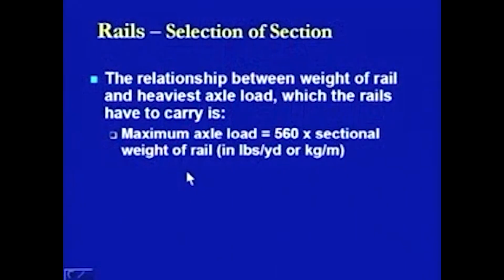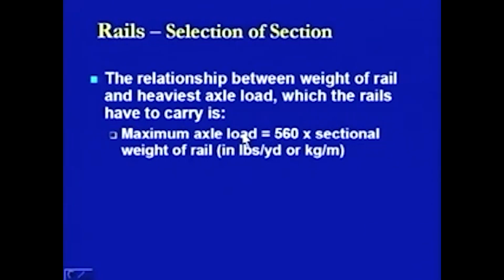Now, here the relationship is being given, as I was saying, that the axial load can be related to the sectional weight of the rail, that is, kg per meter of rail section available to us. The relationship is that the maximum axial load is 560 multiplied by the sectional weight of rail in kg per meter. So, if we are talking about the 52 kg per meter rail, or the 60 kg per meter rail, then that will get multiplied with 560, and it will give you the value of the maximum axial load which it can sustain.